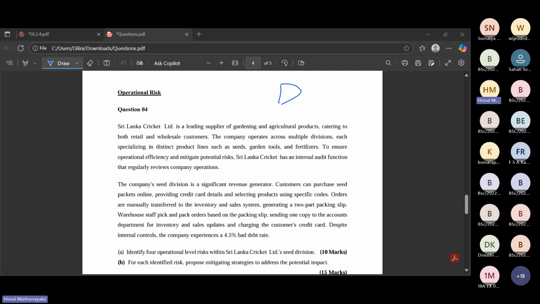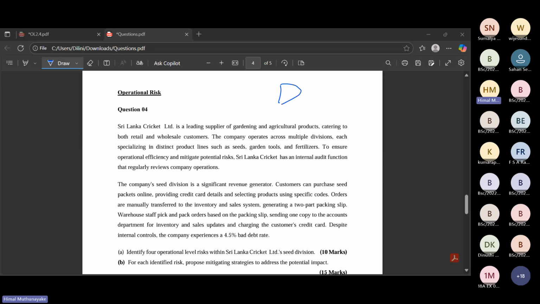There will be a high probability of having bad debts. Why? Because of that time lag, it will increase the risk that the card can be expired. Sometimes the transaction will be cancelled. Sometimes those who placed the order don't have sufficient balance on their cards. So this creates some bad debts for the company. That's why, even though you have a good internal control system, there is a high probability of bad debts, right?